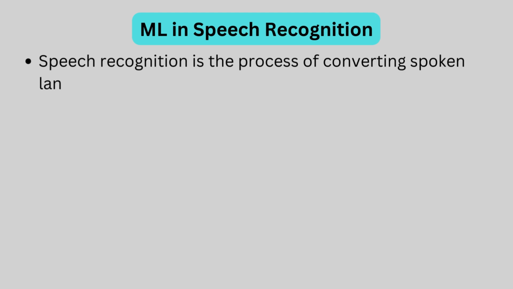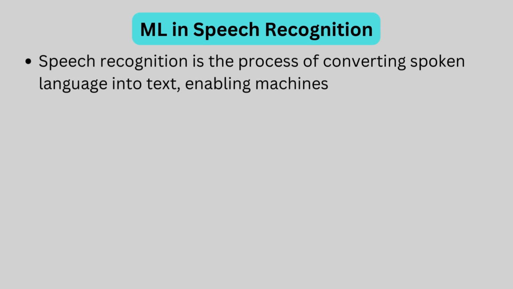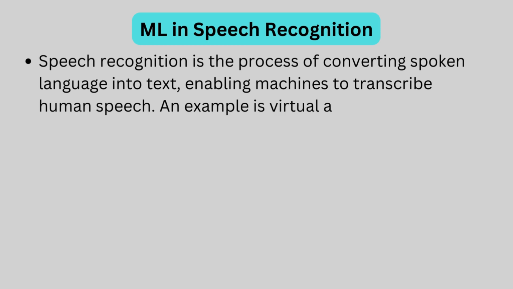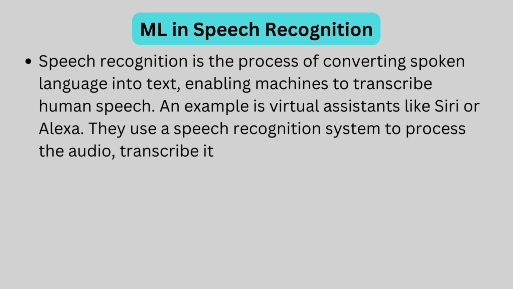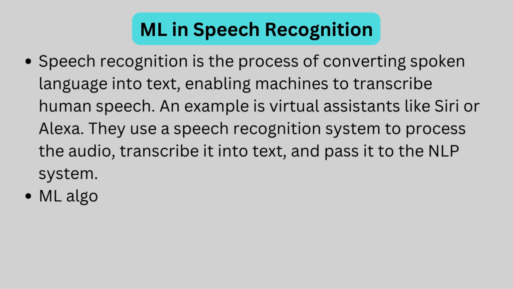Okay, machine learning in speech recognition. Speech recognition, or speech to text, is the ability of a machine or a program to identify words spoken aloud and convert them into readable text. Virtual assistants like Siri or Alexa use a speech recognition system to process the audio, transcribe it into text, and then pass it to the natural language processing system. So, machine learning algorithms play a crucial role in making the recognition process accurate and effective.